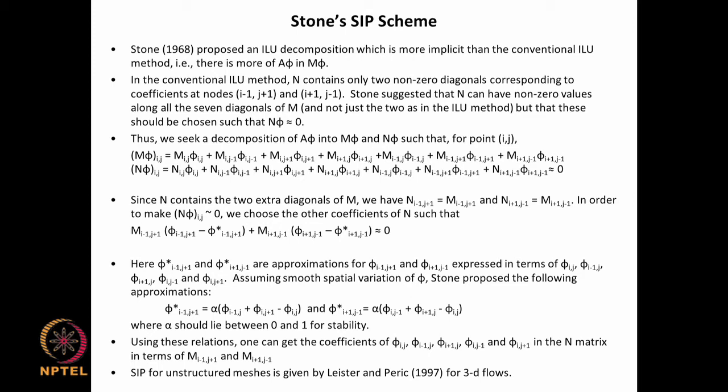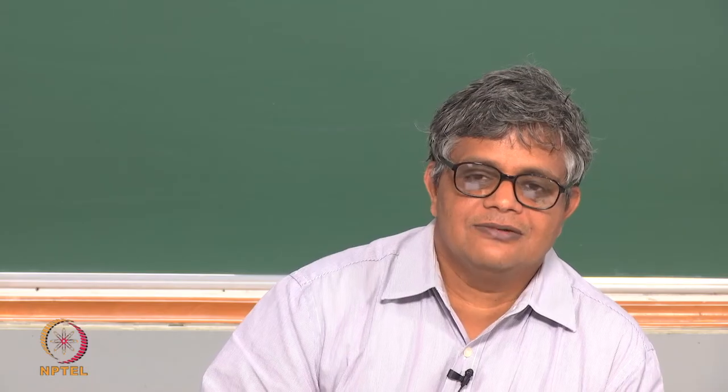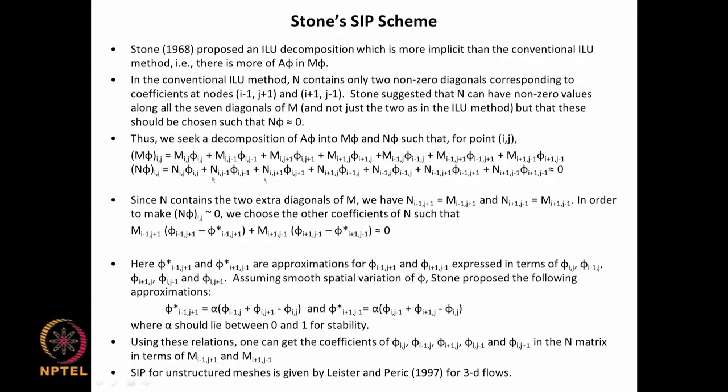So you can write M equal to A minus n, or A plus n like that. So you have the 7 diagonals here and 5 plus 2, 7 diagonals there. But Stone proposed that n should have not just 2, but all the 7 non-zero diagonals of M, and we should take the additional diagonals that we are introducing in such a way that they all cancel out. So we have the additional diagonals of I minus 1 j plus 1 and I plus 1 j minus 1.